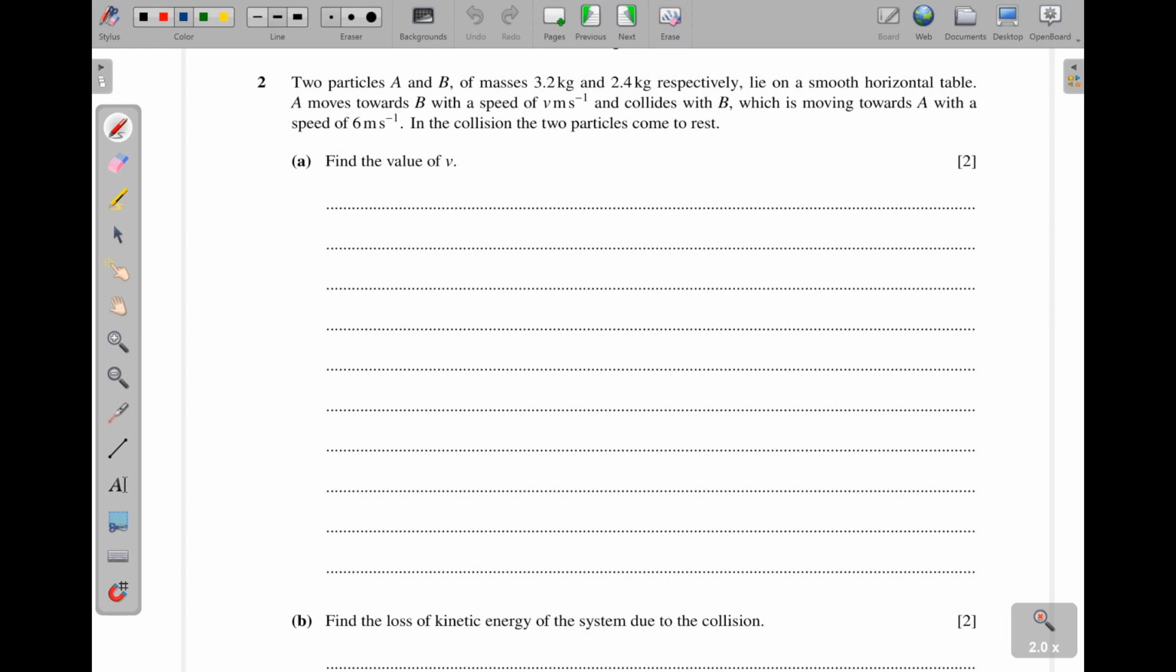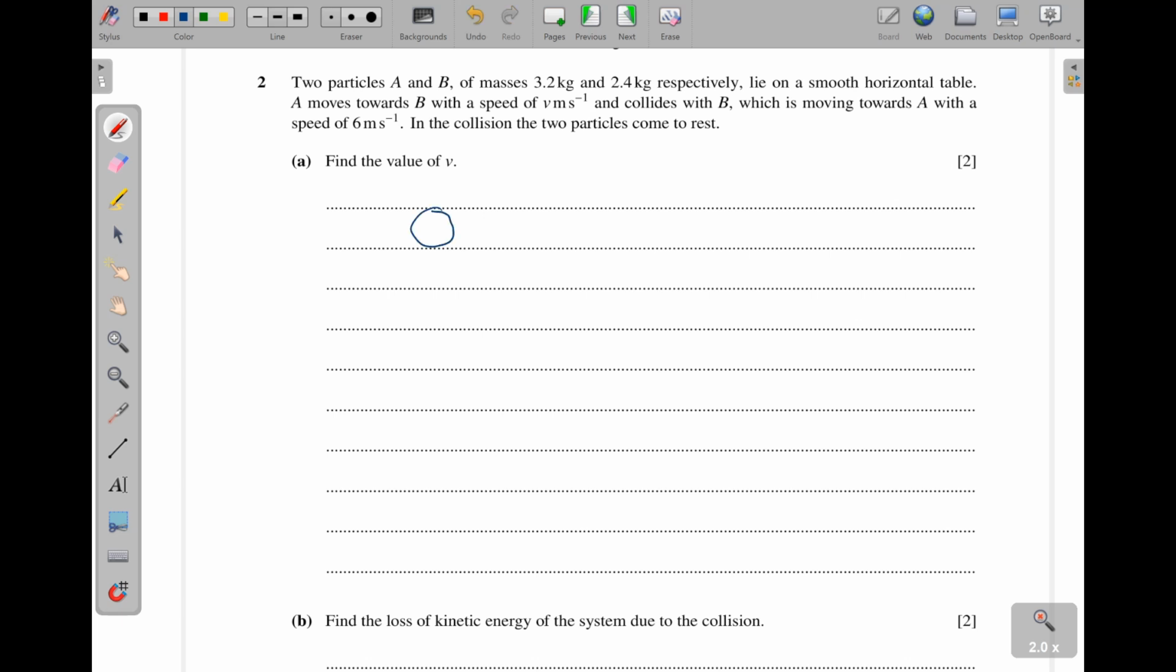Question 2. Particles A and B of masses 3.2 kilograms and 2.4 kilograms respectively lie on a smooth horizontal table. A moves towards B with a speed of v meters per second and collides with B, which is moving towards A with a speed of 6 meters per second. In the collision, the two particles come to rest. Find V.